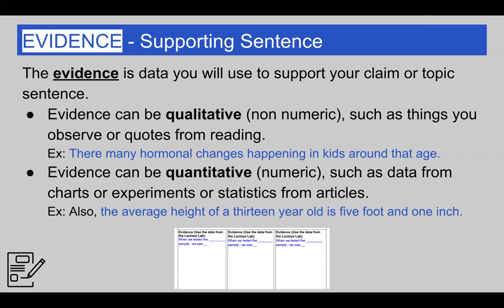Evidence can also be quantitative, which is numeric, such as data from charts or experiments or statistics from articles. So in the example I gave you, the average height of a 13-year-old is 5 foot and 1 inch. That is going to be quantitative evidence. You all, for this lab, are going to pull your evidence from your evidence boxes on your graphic organizer. When we tested the pink sample, we saw blank, blank, blank. So you're going to use your evidence right in your paragraph.